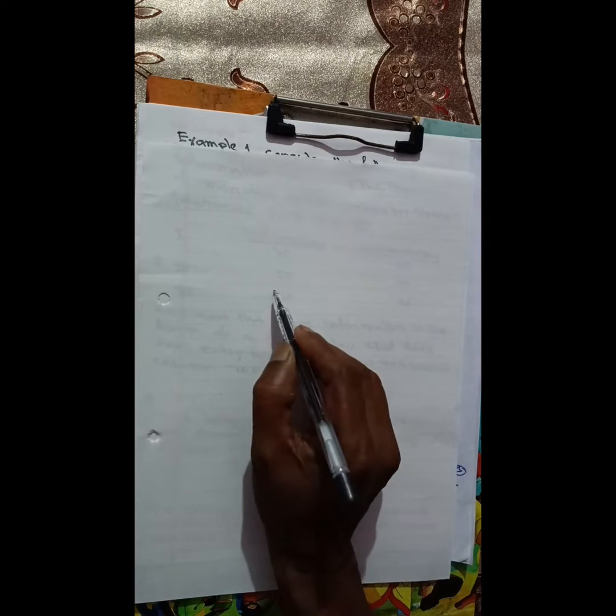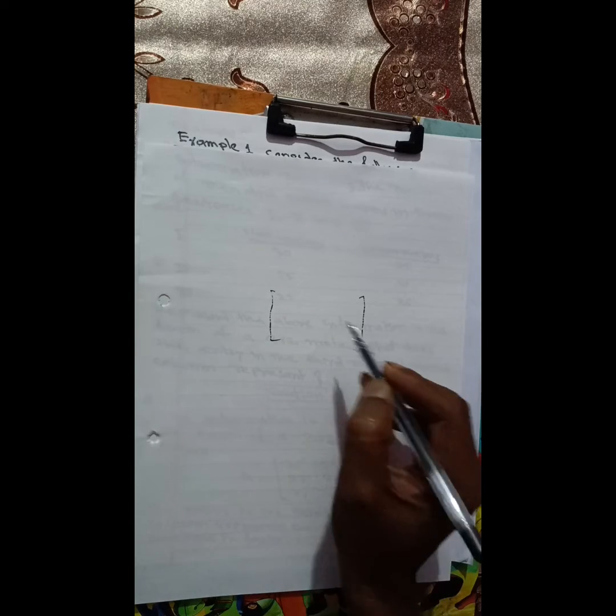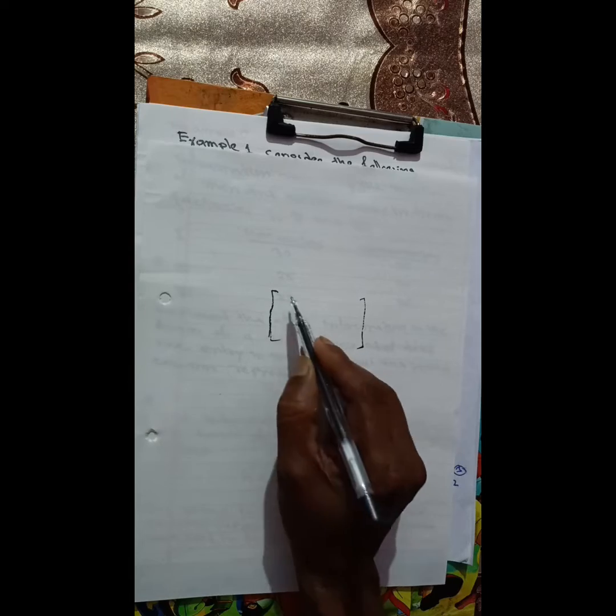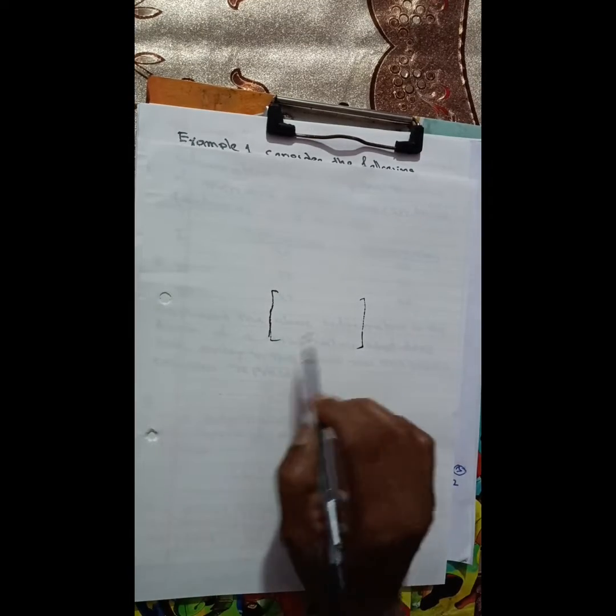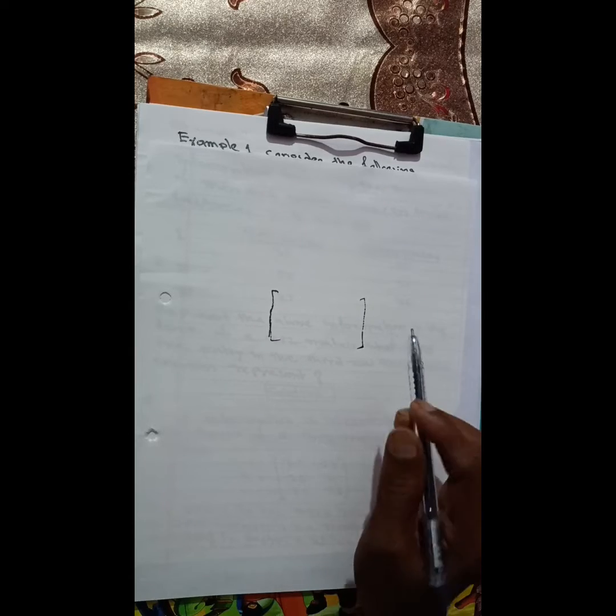Rectangular array means this is known as a rectangle. If we join this line and this line, then we get a rectangle. The rectangular array, that is the two ordered rectangular array, has two directions. One is known as a row, another is known as a column.